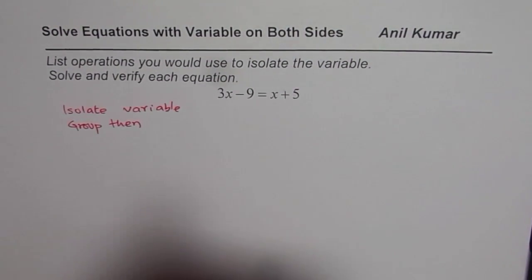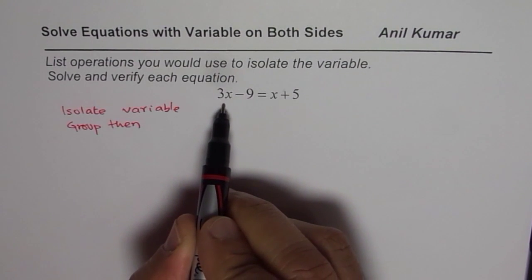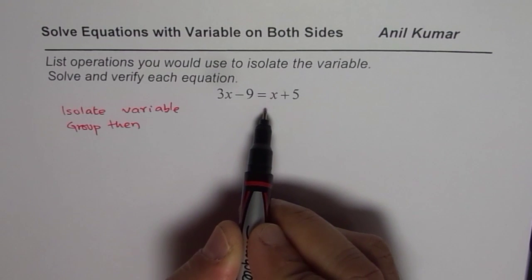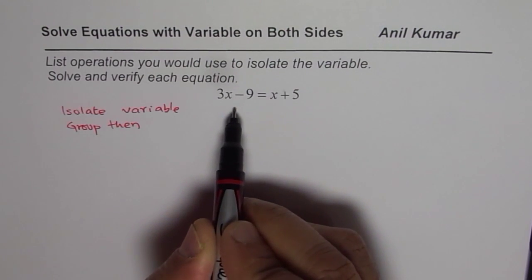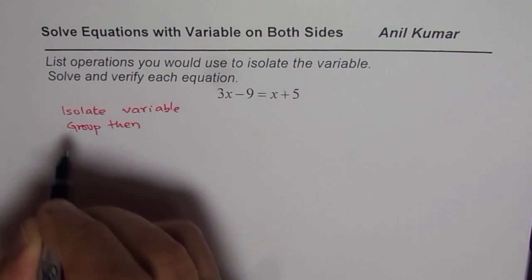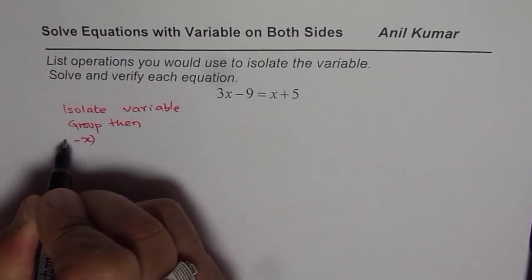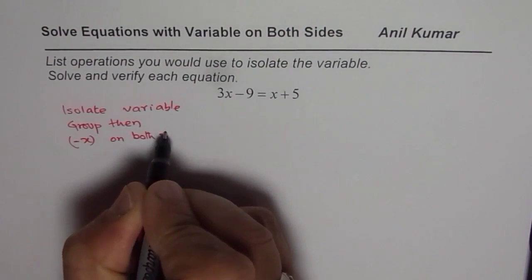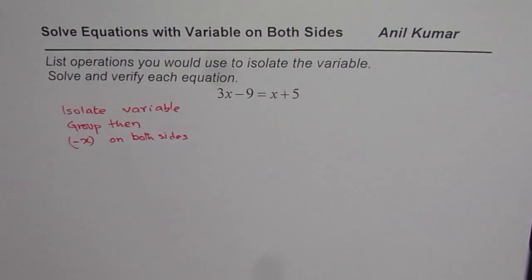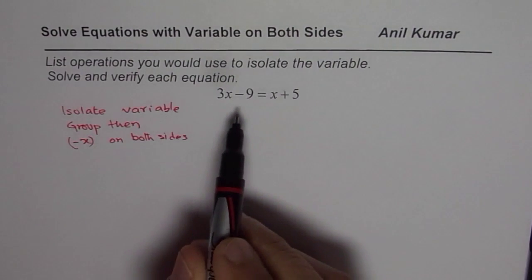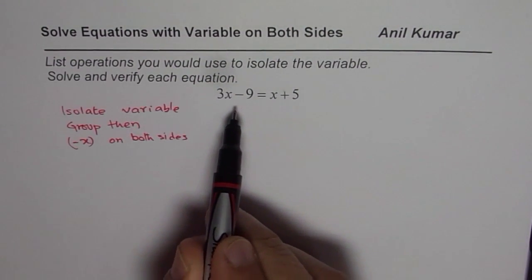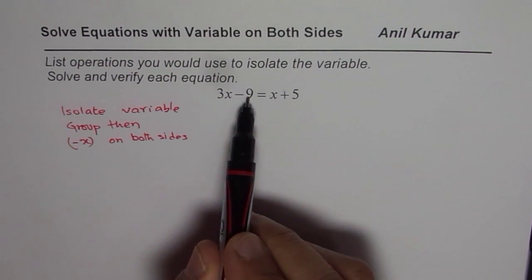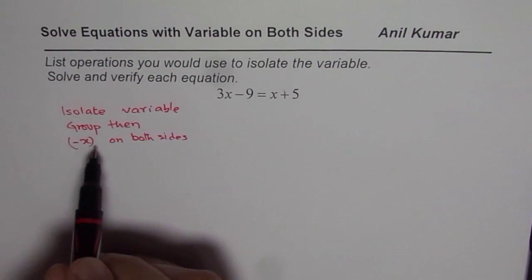How do you do that? We have variables on the left side and on the right side. If I take away x from both the sides, then we can group them on the left side. So the step involved will be, we will do minus x on both sides. That is the operation which we need to do. In that case, we'll isolate the variable. The next step should be, we need to take the constants to the other side.